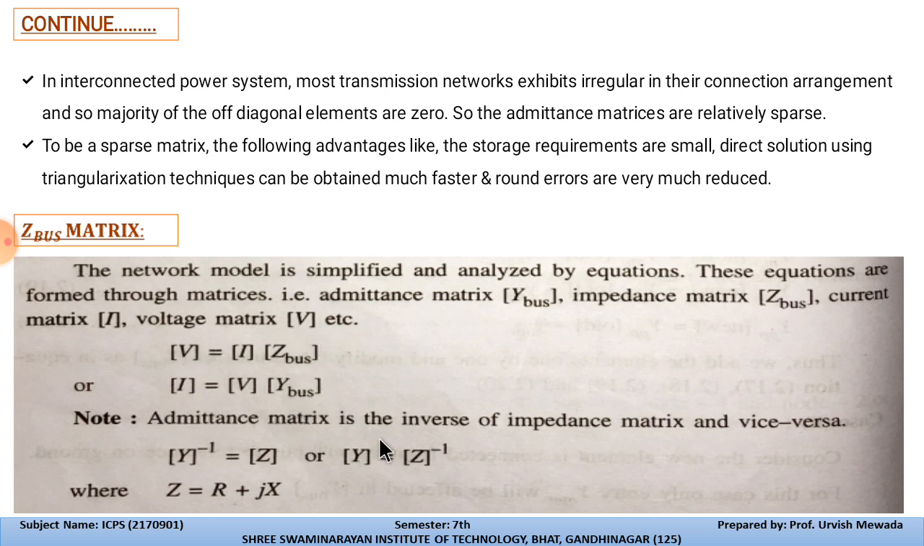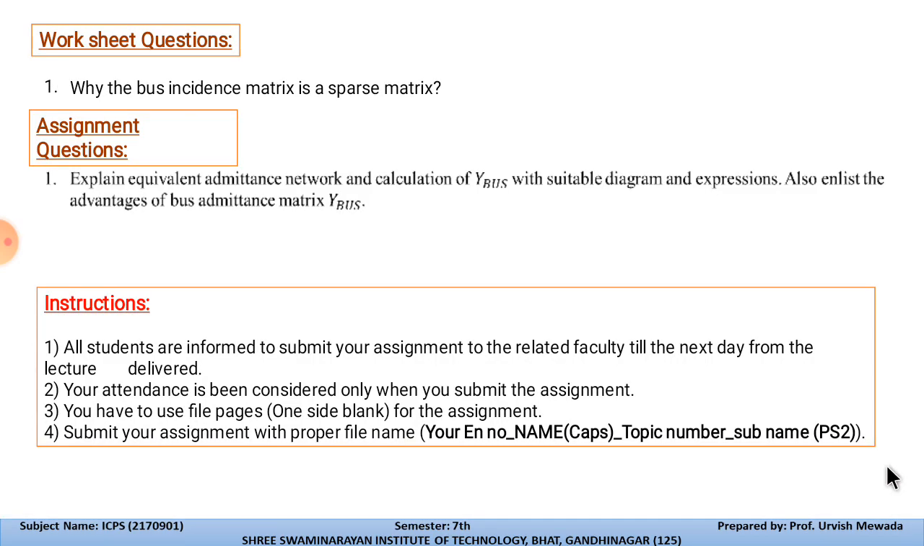Now here we have one notation: the admittance matrix is the inverse of the impedance matrix and vice versa. So Y inverse will be Z, and Y will become Z inverse. And Z is equal to R plus JX. This is how we can find the Y bus algorithm, and we can form the Y bus and Z bus matrix. After this theory, you have the worksheet question.